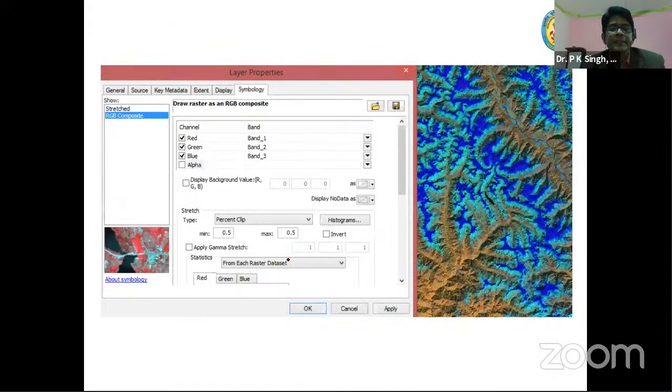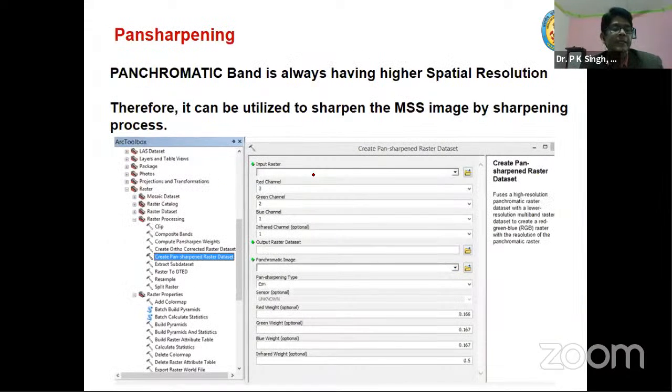See here, I have taken blue. You have to select red, green, blue, and select the green band. Which band you want to give red, which band you want to give green, which band you want to give blue, accordingly your color composite will be prepared. Once your color composite is prepared, your data is ready for taking information.